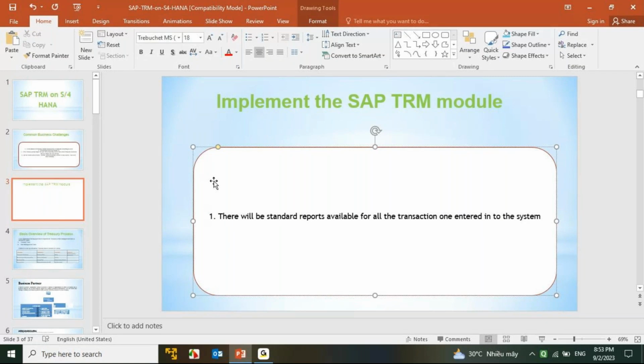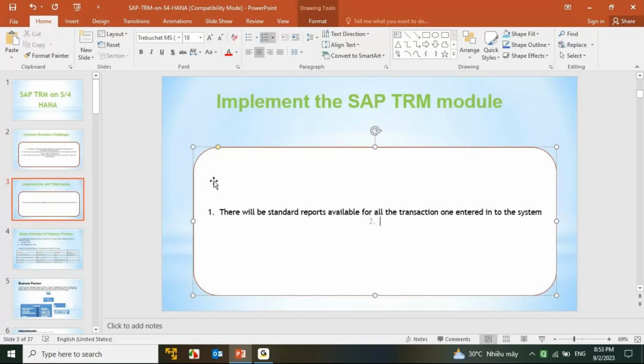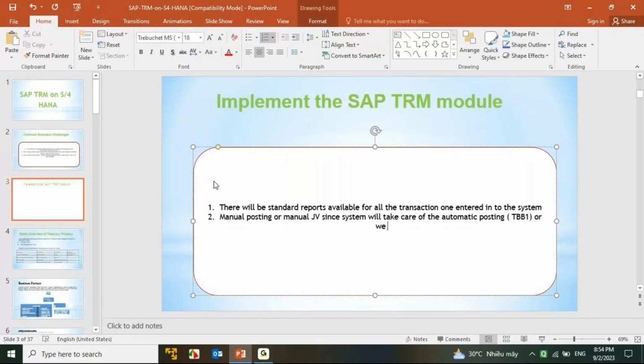So what is happening now? There is standardization. That means you no need to rely on Excel. In case any new person joins, he can rely on the standard SAP reports which are available. No need to do manual posting or manual JV, since the system will take care of the automatic posting. But for that, transaction PVB1 has to be executed, or we can schedule this activity via a background job.